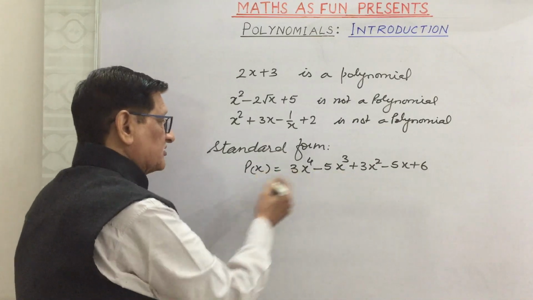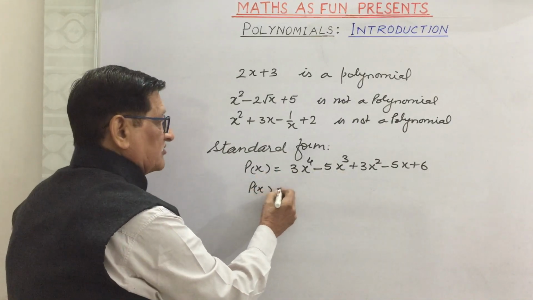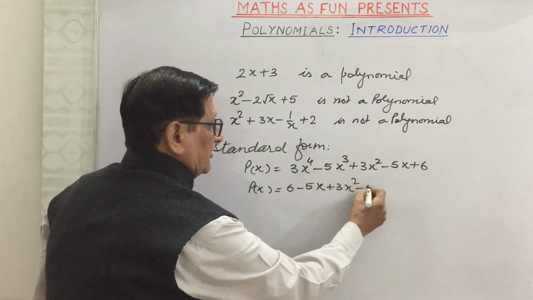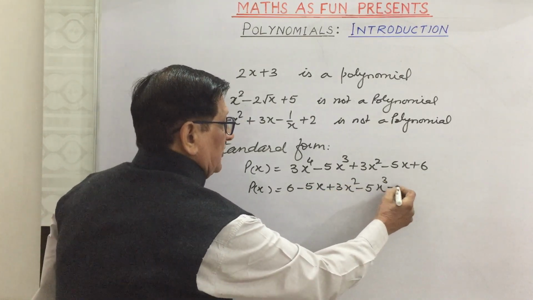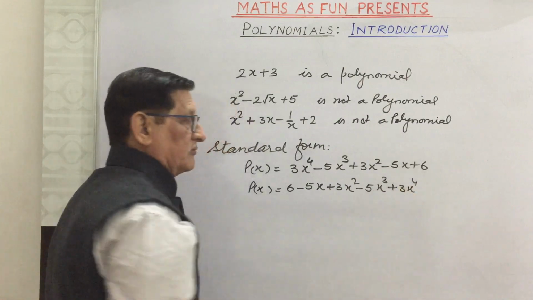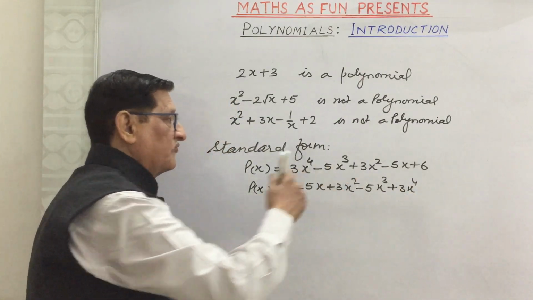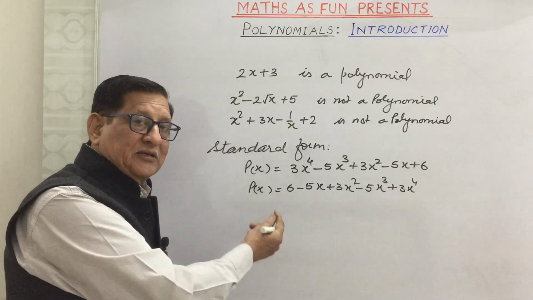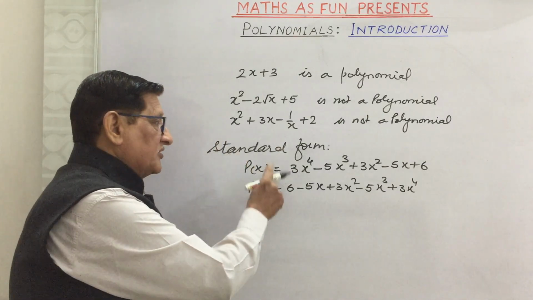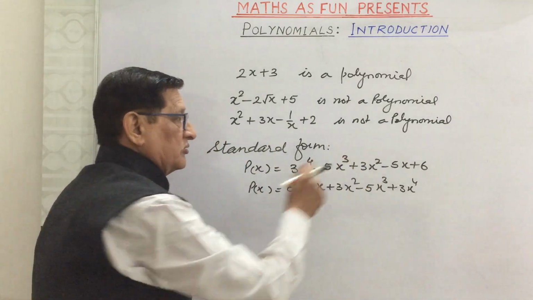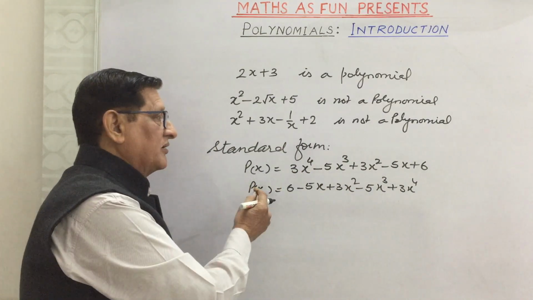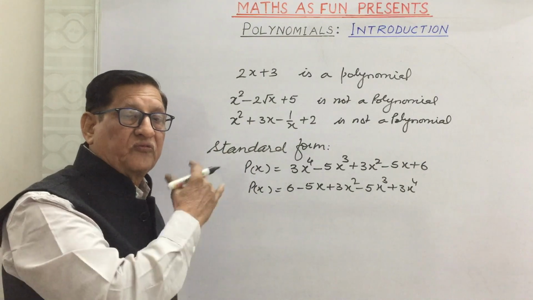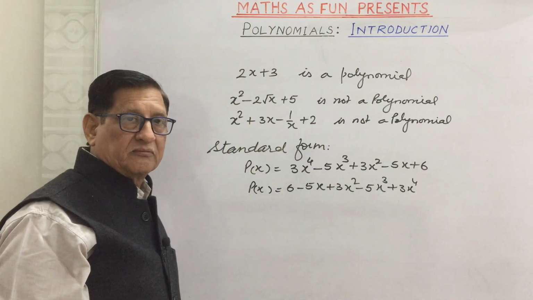We can also write the same p(x) as 6 minus 5x plus 3x square minus 5x cube plus 3x power 4. This is also the standard form of the polynomial. It means either we write the powers of x in the decreasing order or we write in the increasing order, then it is the standard form of a polynomial.